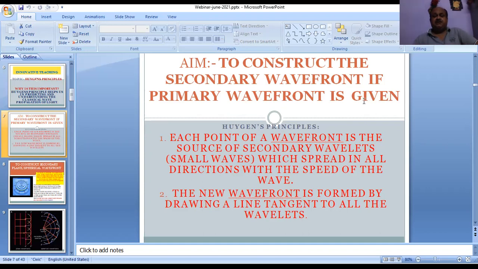According to this principle, first, each point of a wavefront is the source of secondary wavelets. These small waves are called secondary wavelets, which spread in all directions with the speed of the wave. The new wavefront is formed by drawing a line tangent to all the wavelets.